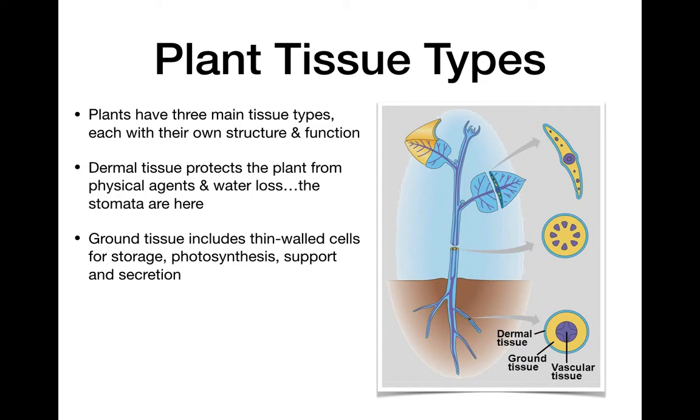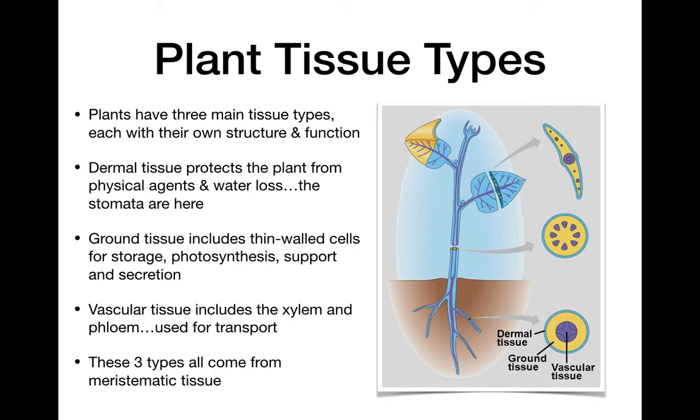The ground tissue is kind of the general tissue that's most things besides dermal and vascular. So it includes all the storage cells that have very thin walls. It includes mesophyll cells for photosynthesis, it includes support cells, it includes secretion cells. Everything that's not vascular or dermal is ground tissue. And then vascular tissue, of course, is the xylem and phloem, and we use that for transport of water and minerals in the xylem, and water, sugar, hormones, RNA, all those things in the phloem.